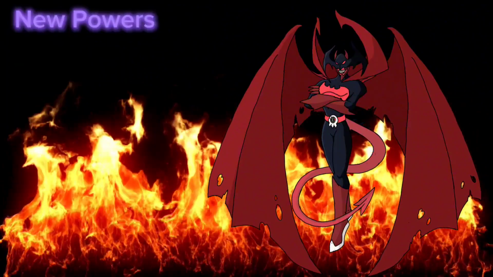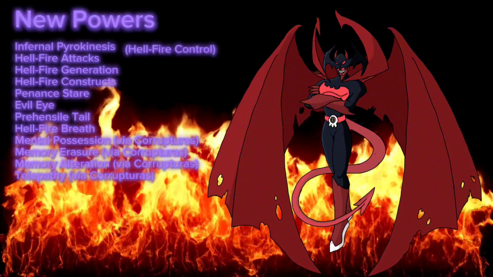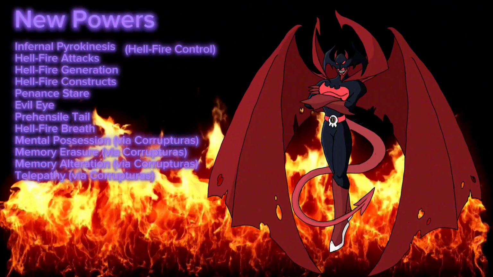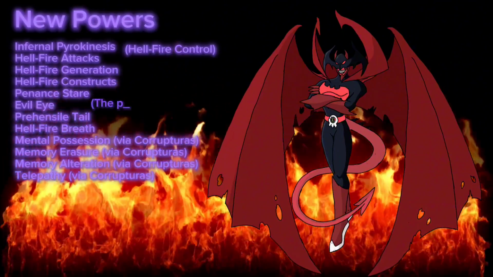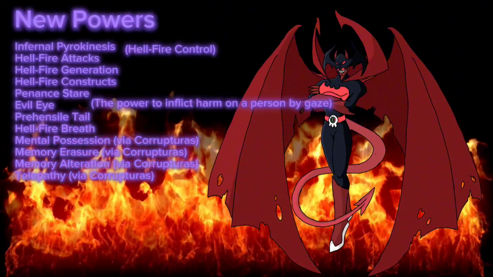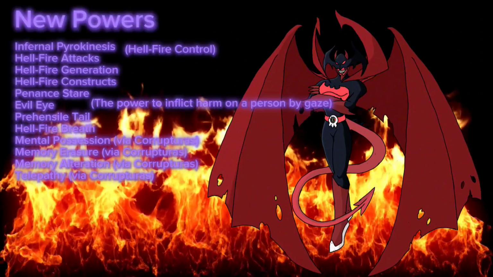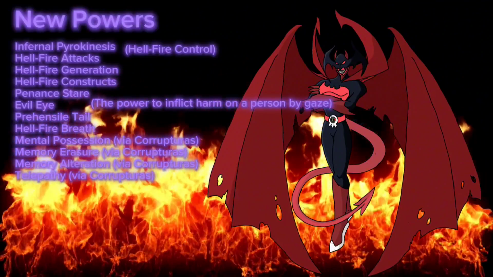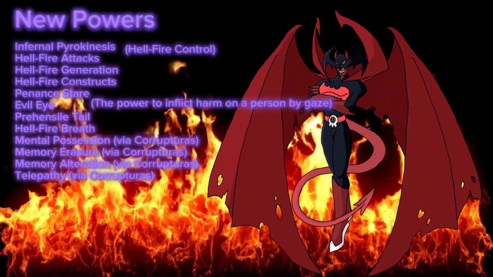New powers involve Infernal Pyrokinesis, aka Hellfire Control, Hellfire Attacks, Hellfire Generation, Hellfire Constructs, Penance Stare, Evil Eye, which is an ability that inflicts harm on somebody through visual contact, Prehensile Tail, Hellfire Breath, Mental Possession via Corruptoras, Memory Erasure via Corruptoras, Memory Alteration via Corruptoras, and Telepathy via Corruptoras.